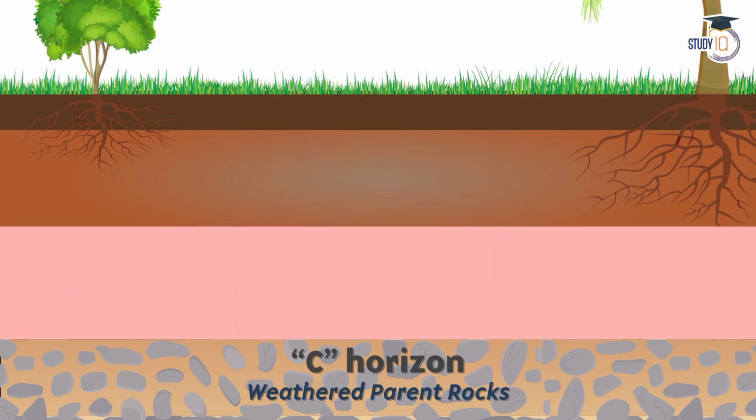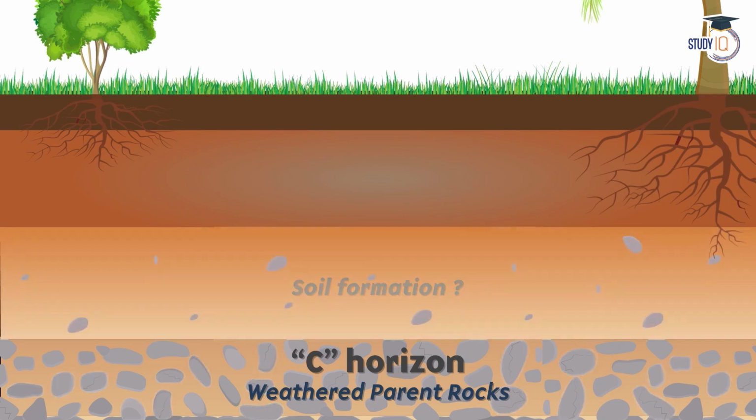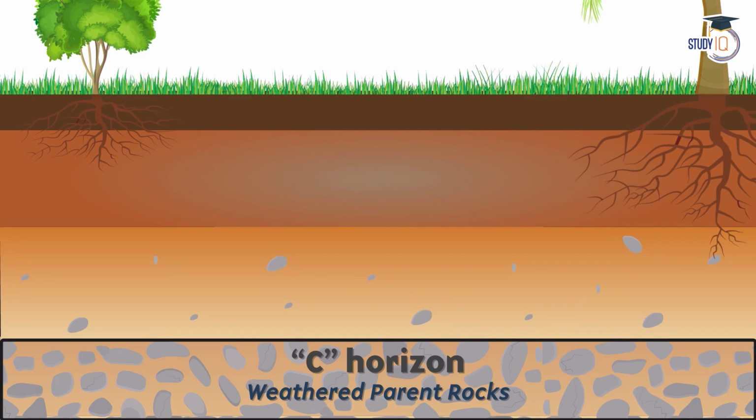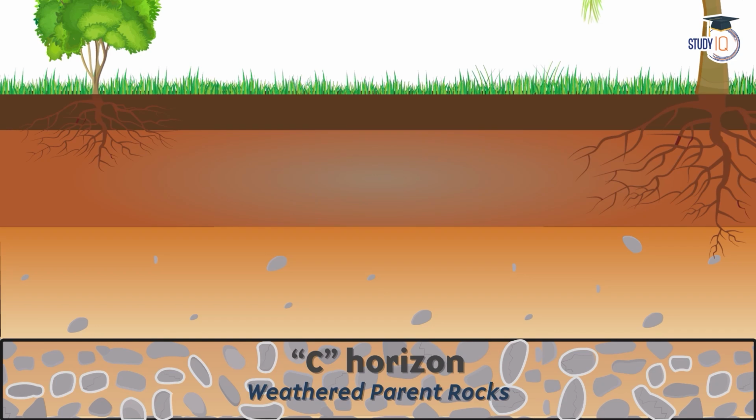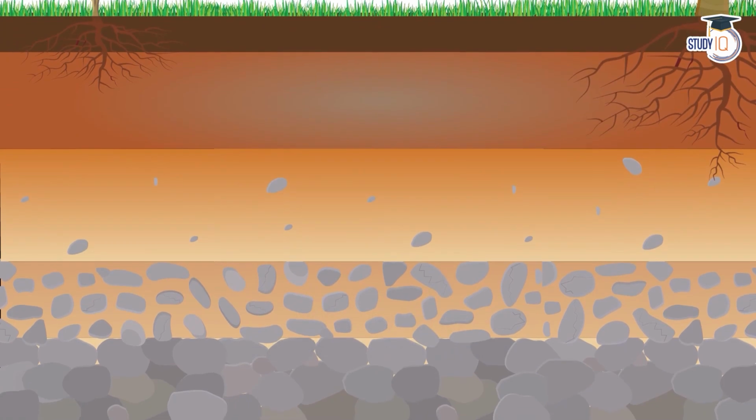Now, if there is soil above and if these rocks appear weathered, then does that mean that these rocks are responsible for the soil formation? Well, yes. This C horizon has weathered parent rocks, which means the rocks that are cracked and which will crack further for the formation of soil. So if these rocks are weathered, then where are the huge unweathered rocks? Well, the unweathered rocks are located below this layer, that is in the last horizon.